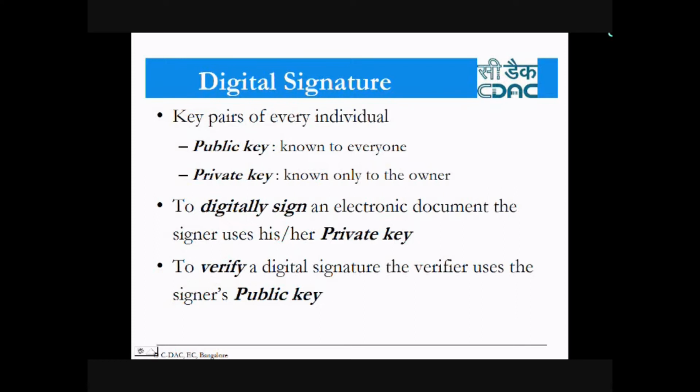To verify a digital signature, the verifier will use the signer's public key. Suppose I want to verify whether this is the person who has put this digital signature, then I have to use that particular person's public key for the verification process. So these two things have to be borne in the reader's mind.